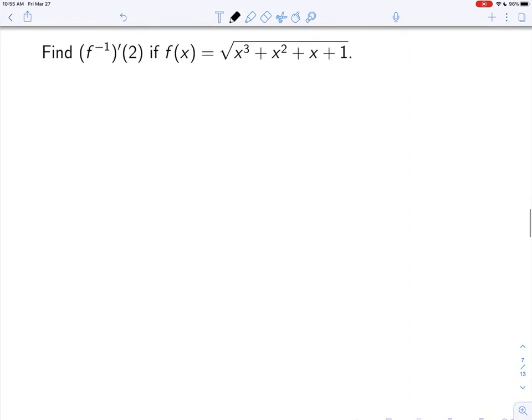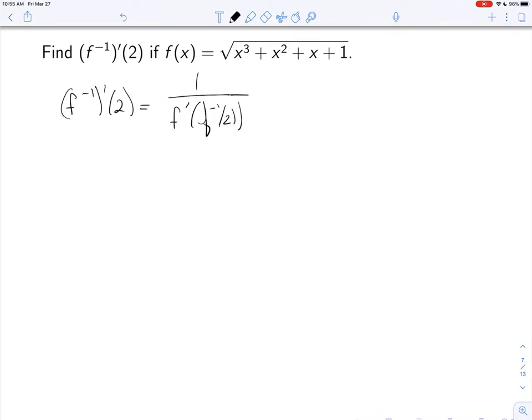This one's a little more interesting. So here, when you see this problem and you see that it's an inverse prime, that is a major clue that you don't want to actually find the full inverse function. In fact, it's highly unlikely that you'd even be able to do that. So what I want to do is make use of my known formula, and the formula is what? F inverse prime of 2 is 1 over f prime of f inverse of 2.